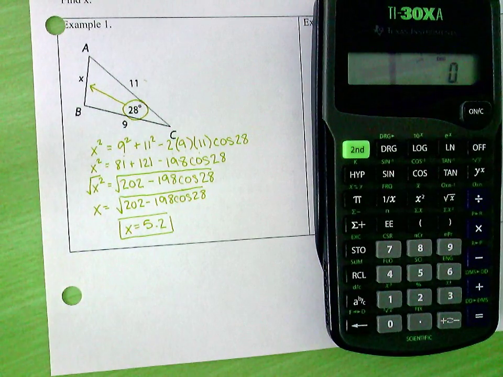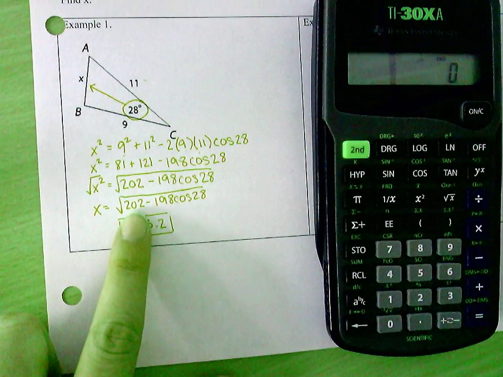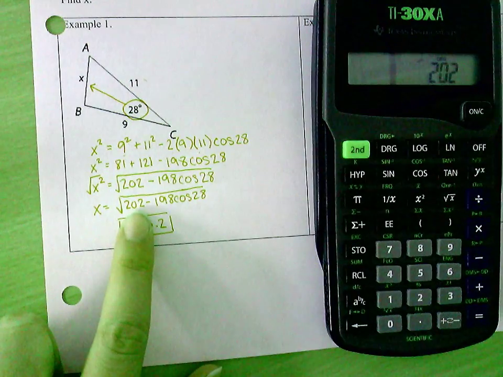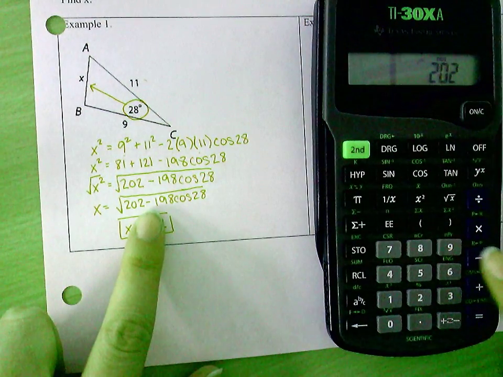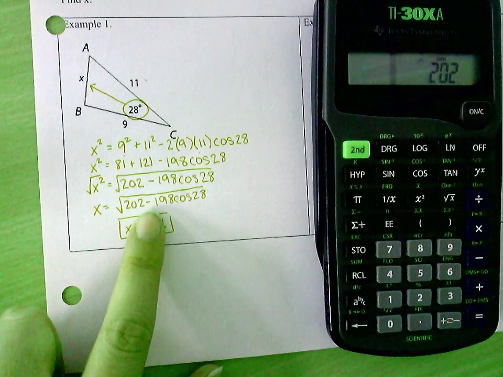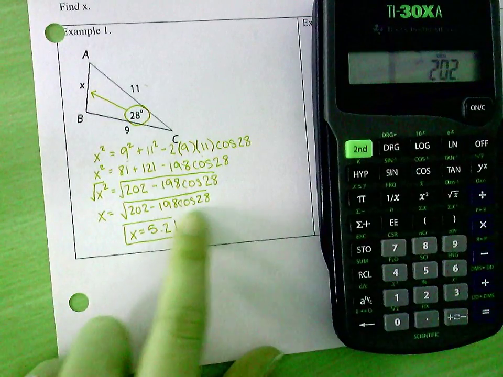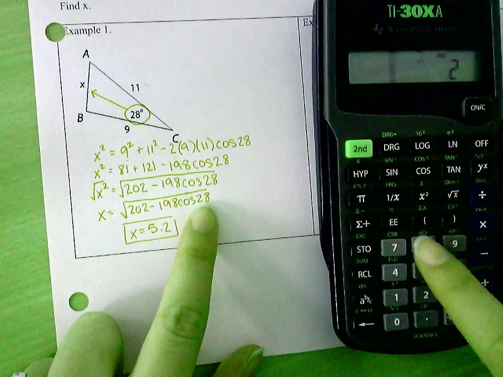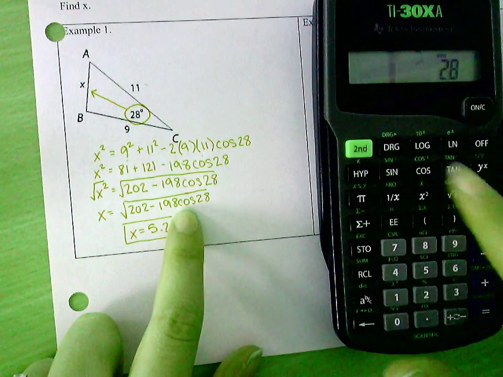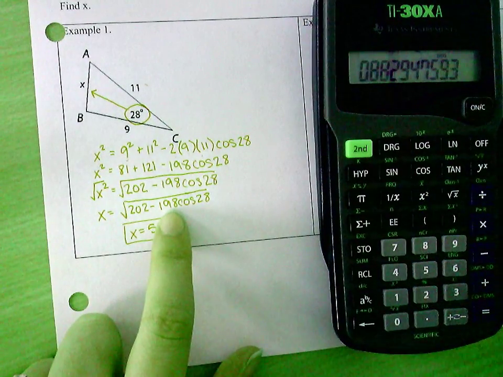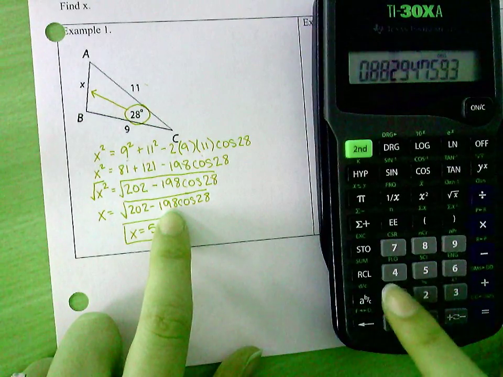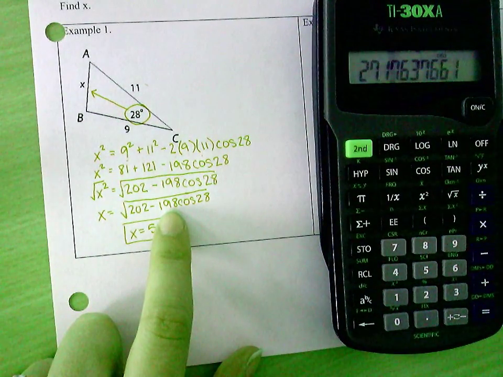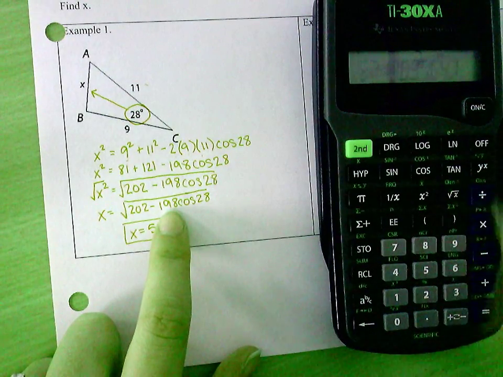So here, you're going to start at 202. We're going to subtract, okay, so press the minus button, but then you have to go backwards from there. So you're going to type in 28 cosine multiplied by 198, press equals, and then press your square root button.